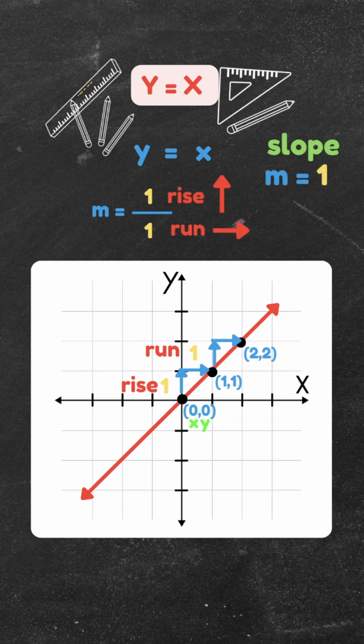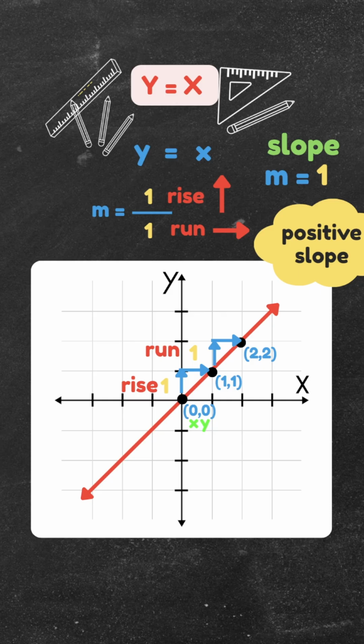If you ever see a line like this, y equals x, the slope is going to be 1, and the x and y values should equal each other. We're going to have a positive slope. And if you already know about slope-intercept form, we know that the slope is the coefficient of x. It's usually the number in front of the x in slope-intercept form.